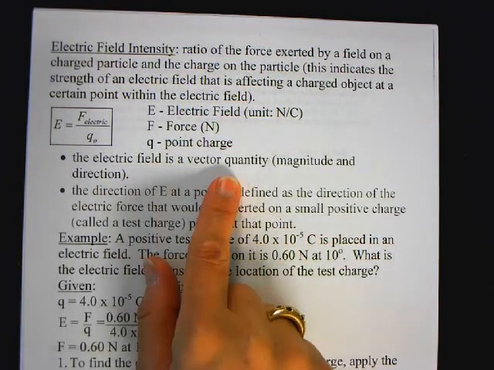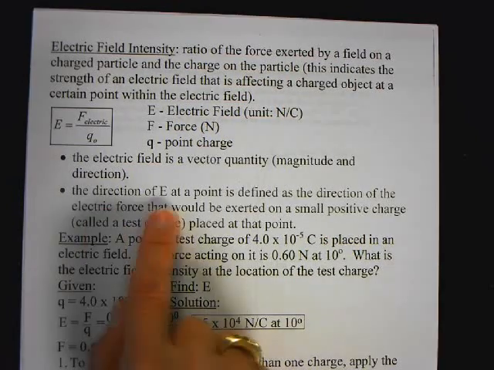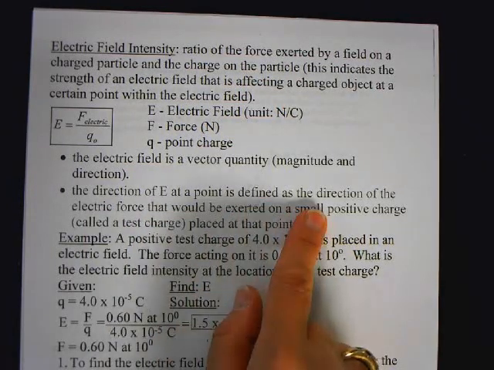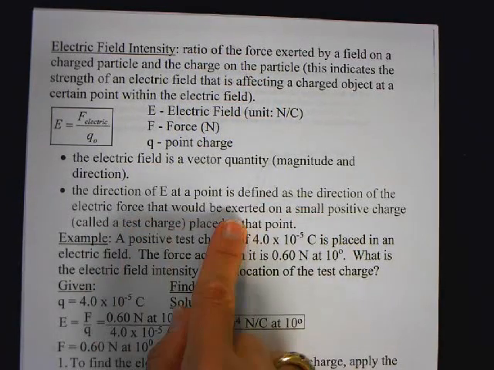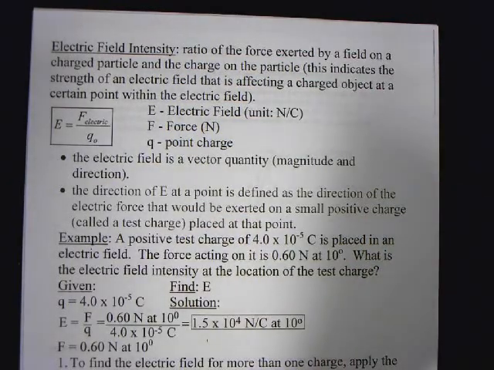So the electric field is a vector quantity. Remember, vectors have both magnitude and direction, so we're going to have to indicate the direction of the field. The direction at a point is defined as the direction of the electric force that would be exerted. So basically, once we find the direction of the force, that'll be the direction of the field.